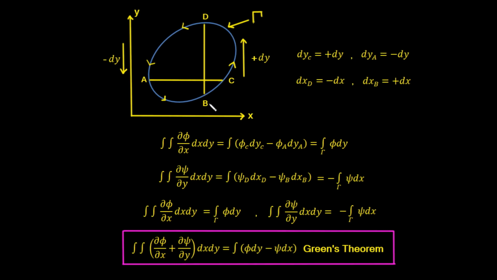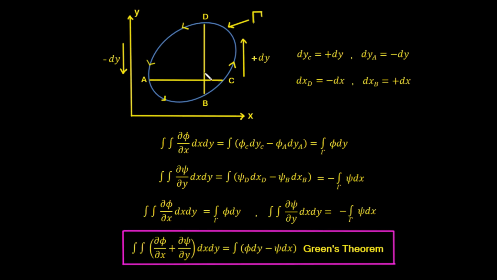Now we could do the same for this line here. If we were to start off at point D and we moved in this direction here, it would mean that we would be moving in a negative x direction. So this point here would be travelling in this direction here, which would be a minus x. So we could say that our dx at point D is equal to minus dx.